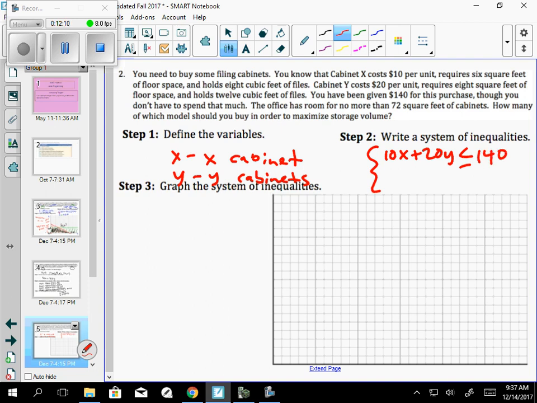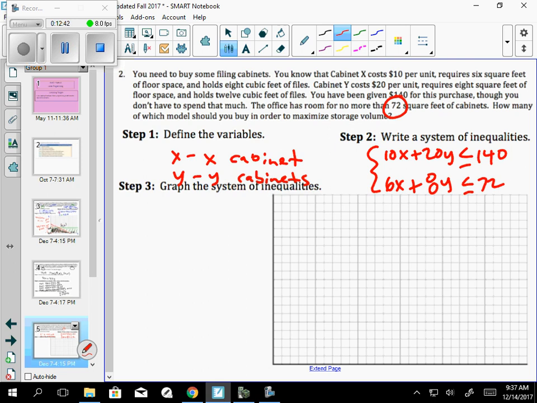All right, what else do we have a total for? Well, it says we have no more than 72 square feet of cabinet space. So the other thing that we want to write an inequality for is the floor space in square feet. So X says it needs 6 square feet, so 6X. The Y cabinet says 8 square feet, so 8Y needs to be less than that. The thing we don't know is the volume. So later on, we're going to deal with those volume numbers when we get to that.